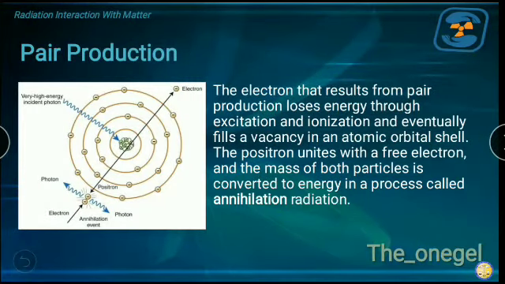Next, the electron that results from pair production loses energy through excitation and ionization, eventually filling a vacancy in an atomic orbital shell. So this is what happens to the electrons, one positive and one negative. However, the positron unites with a free electron. So there is some sense to the law of attraction, right? Positive is attracted to negative. So, a positron unites with a free electron, and the mass of both particles is converted to energy. Again, this process is called annihilation.